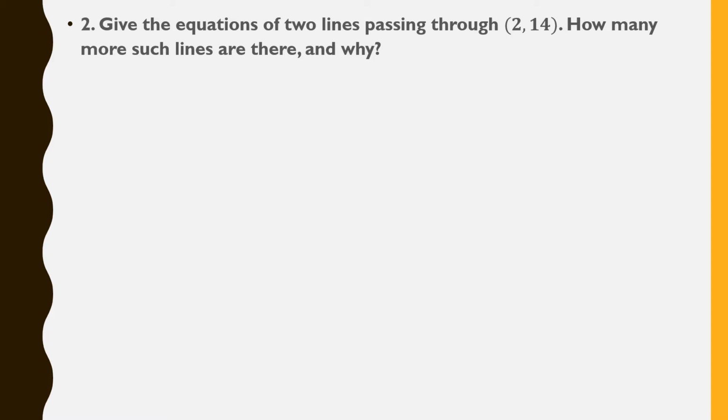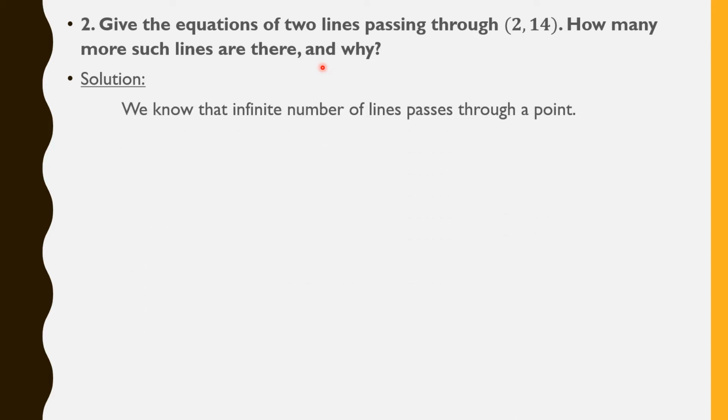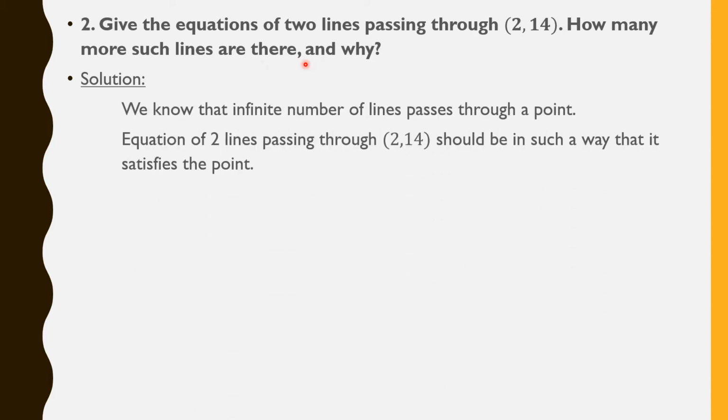So we have to show there are two lines passing through (2, 14) and also whether there are only two lines or more than two lines. So let's see the solution. We all know that there are infinite number of lines passing through a point. So let's take any two equations passing through (2, 14).